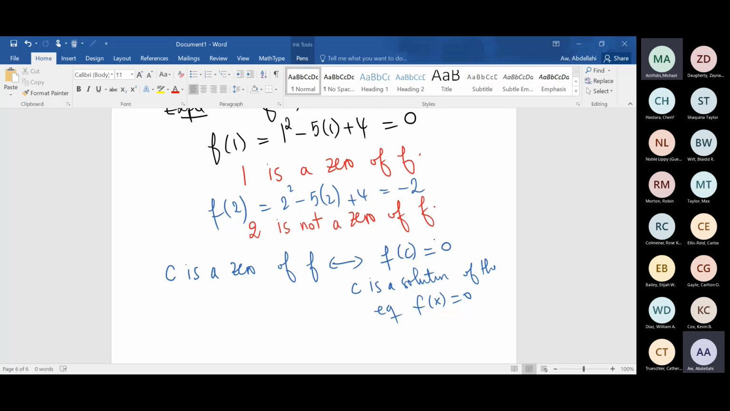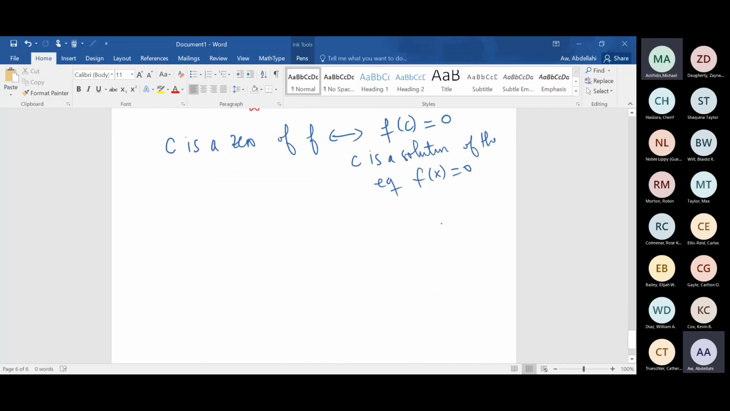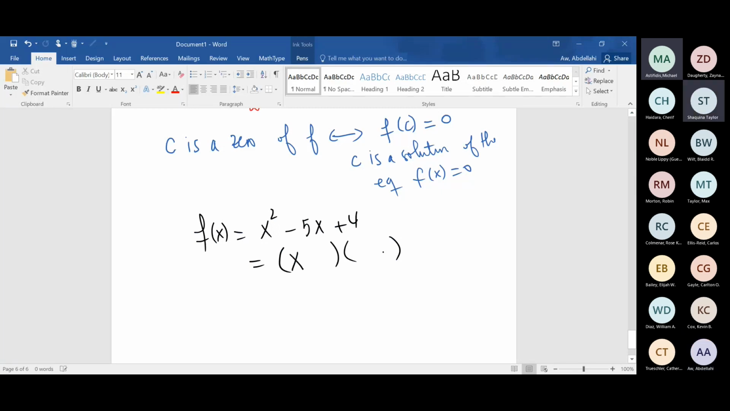Okay? So now, look right here. f of x equals x squared minus 5x plus 4. Can you factor this? Just by chance, can you factor this? What are the two factors? x minus 1 and x minus 4, right? So do you recognize here the 1? That was a 0. You see?